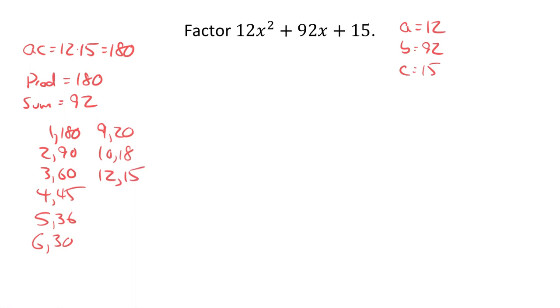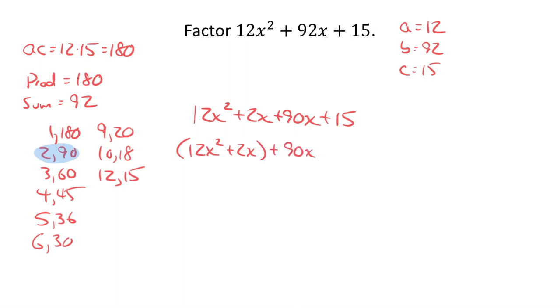We want a pair of numbers whose product is 180 and sum is 92. And in this case, we end up with the pair 2 and 90. We want both of them to be positive. Again, what we do is we put the 2 and 90, we express 92x as 2x plus 90x. And then we have a plus 15 at the end. We can group these: 12x squared plus 2x, plus 90x plus 15.